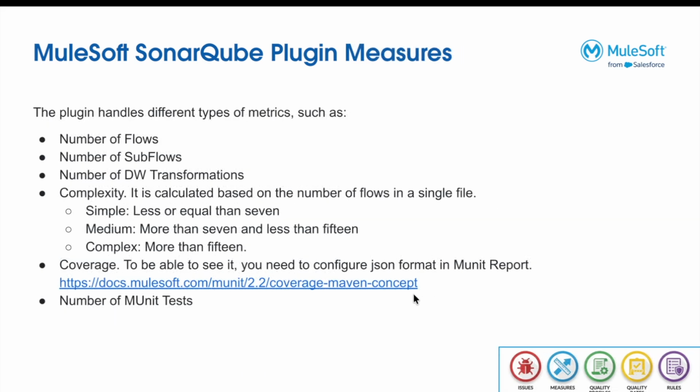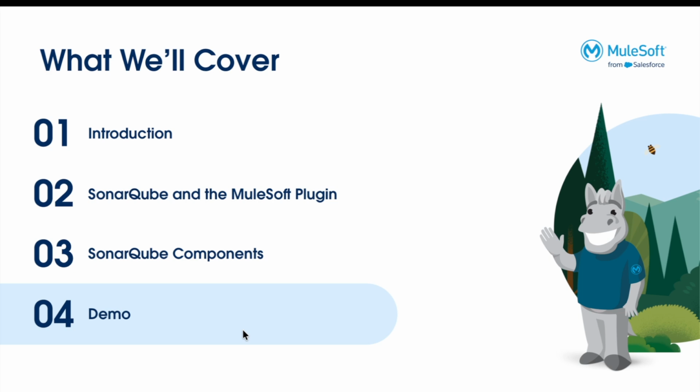There are different measures that already exist in this plugin: number of flows, number of subflows, data with transformations that have to be external, the complexity, the coverage, and the number of MUnit tests. These ones you can extend as well, of course. Now, that's all great, but let's jump into the demo.